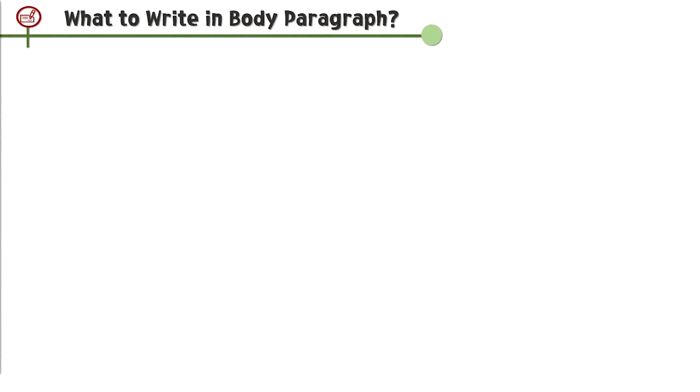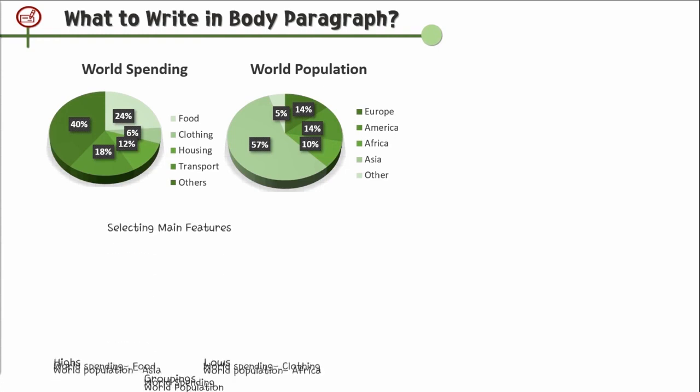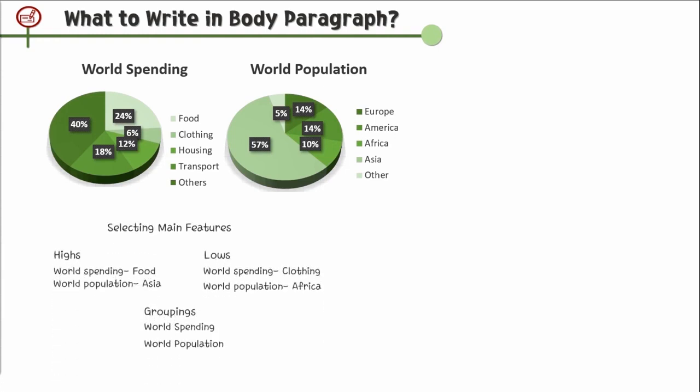Moving on, what to write in the body paragraph of two static pie charts. Let us check the main features. In a static pie, it is the highest and the lowest. In our pie charts, the highest in world spending is food, while in world population is Asia. The lowest in world spending is clothing, while in world population is Africa. Now, let us group our main features into two. One will be for world spending, and the other will be world population.